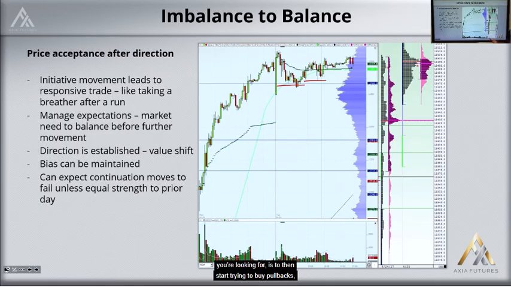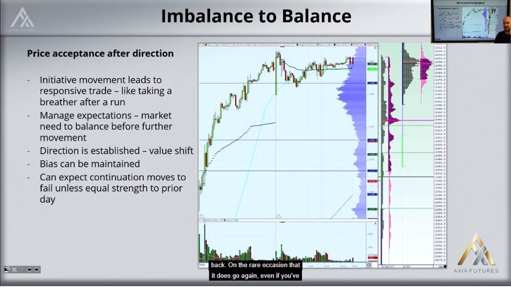So what you're looking for is to start trying to buy pullbacks. You're aligning yourself with what other people are doing and waiting for the market to fall back. Whereas on this day up here, you've got to be aggressive. You've got to be trying to buy as it breaks higher and continue to add and add and add. Here, you know what you need to do. You need to step back.